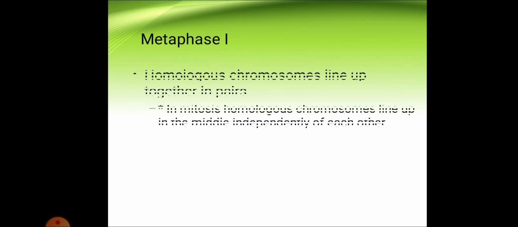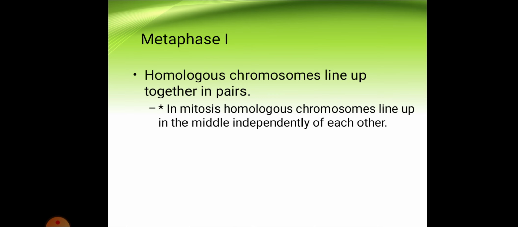And metaphase 1 of meiosis 1, homologous chromosomes line up together in pairs. In mitosis, homologous chromosomes line up in the middle independently of each other. Yun po ang metaphase 1.